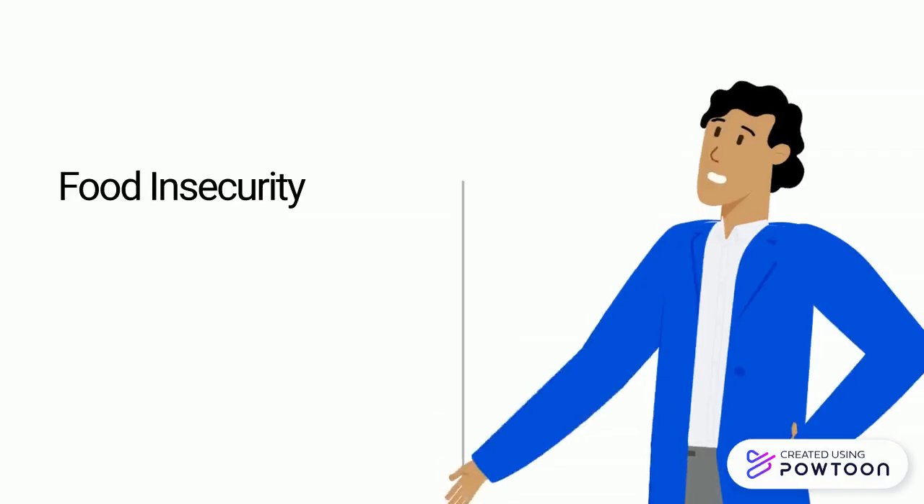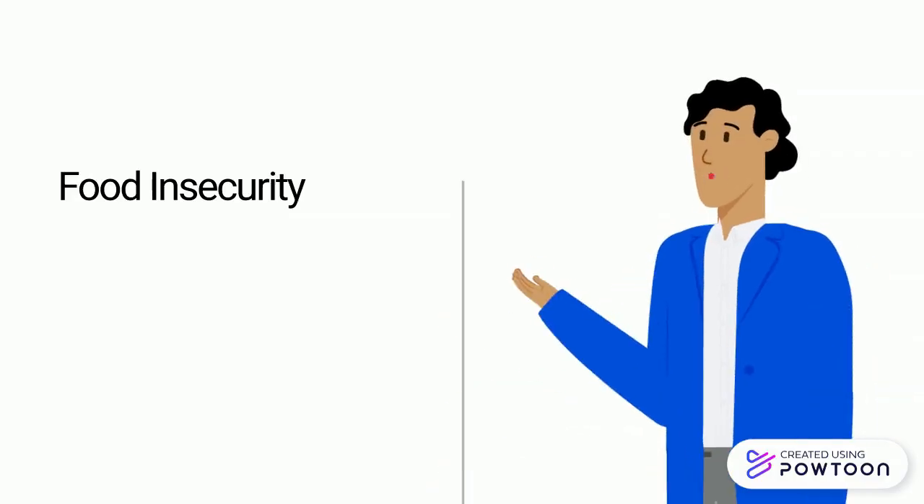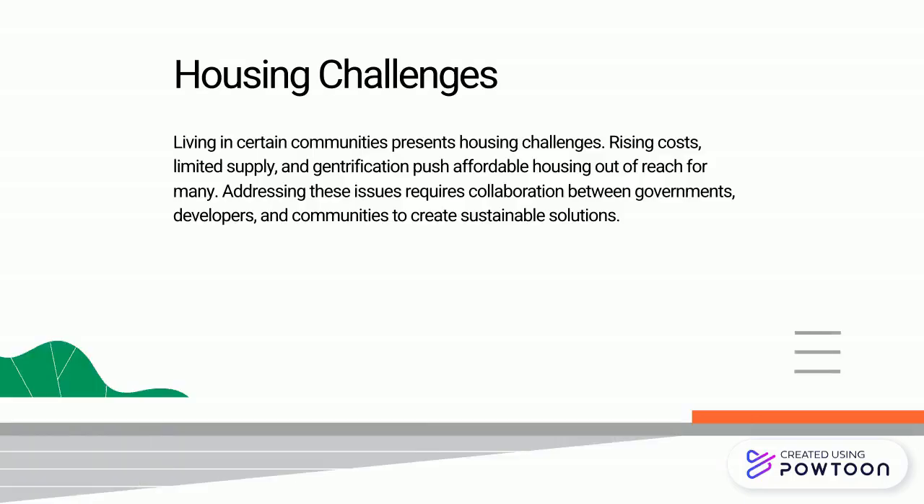Food insecurity. It's impossible to adhere to a diabetic diet if you don't know where your next meal is coming from. Housing. Unstable housing leads to higher risks of post-operative infections because there may not be a clean environment for dressing changes.